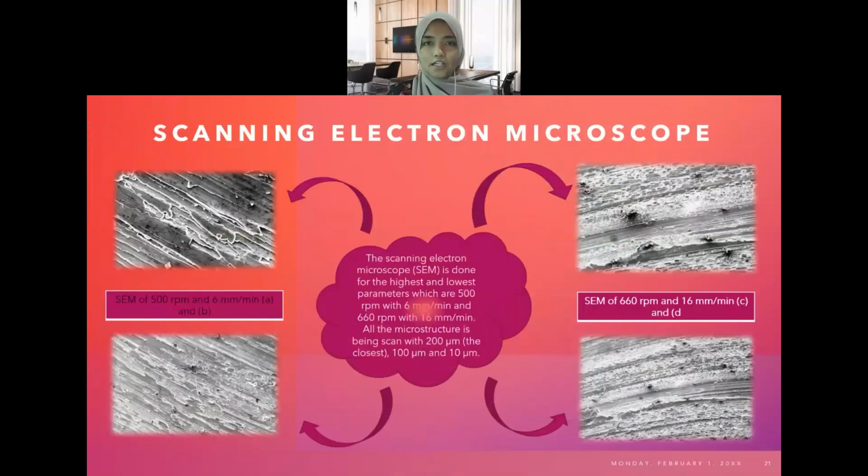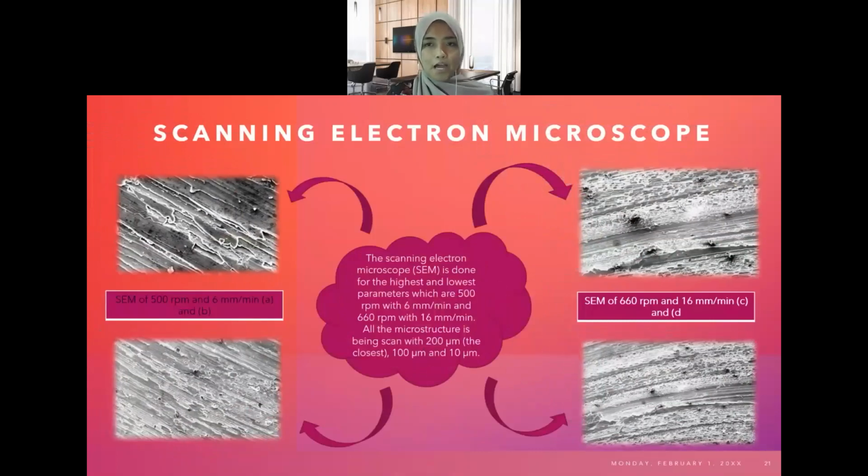For the scanning electron microscope, we are identifying the highest and lowest parameters. The lowest is 500 RPM and 6 millimeter per minute, A and B. As you can see, A is 10 nanometer, while B is 100 nanometer.